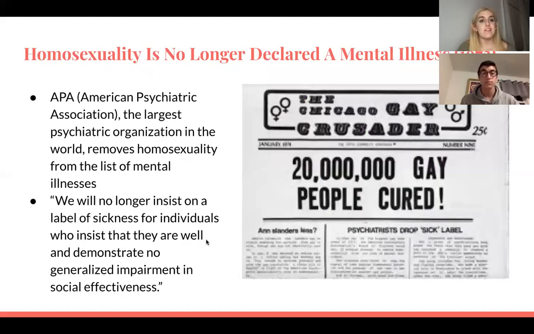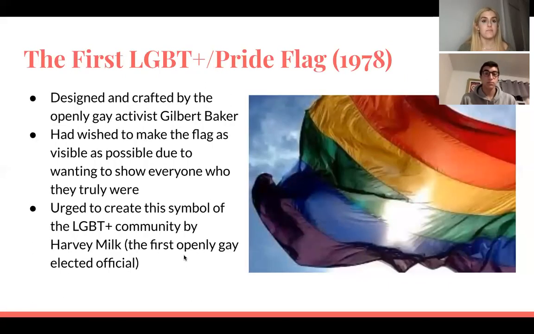So in 1973, homosexuality was no longer declared a mental illness. The American Psychiatric Association, the largest psychiatric organization in the world, removed homosexuality from the list of mental illnesses, quoting, "We will no longer insist on a label of sickness for individuals who insist that they are well and demonstrate no generalized impairment in social effectiveness."